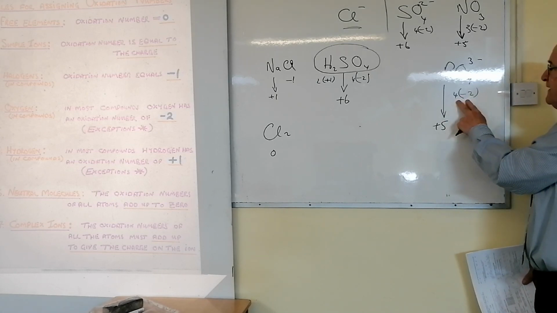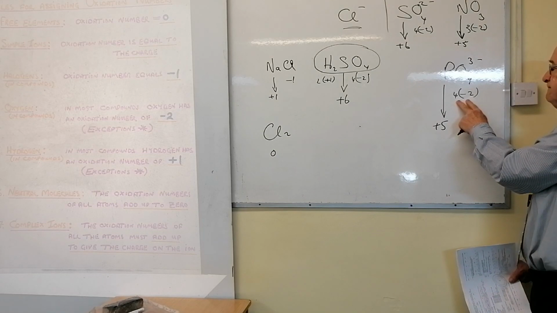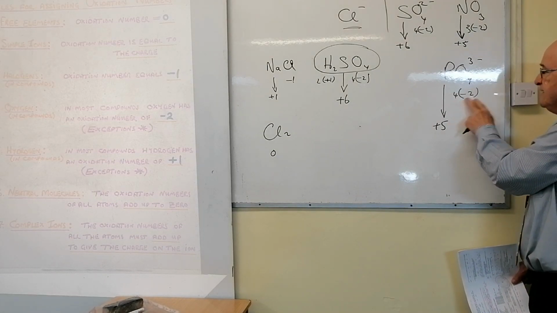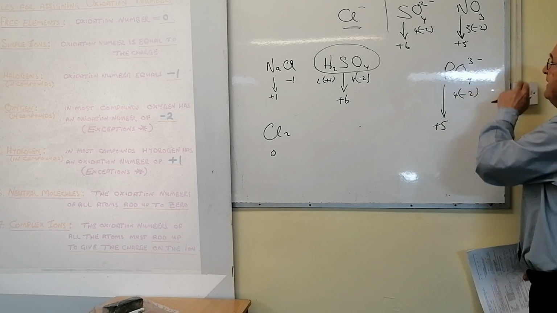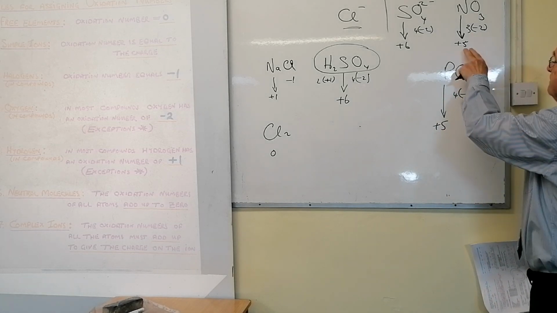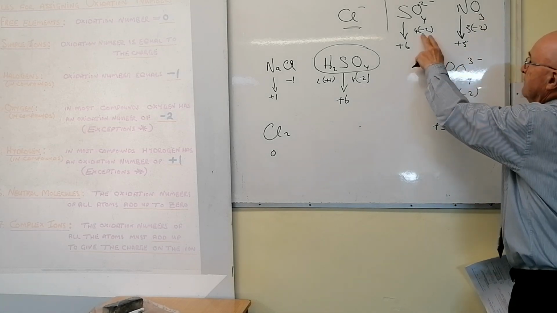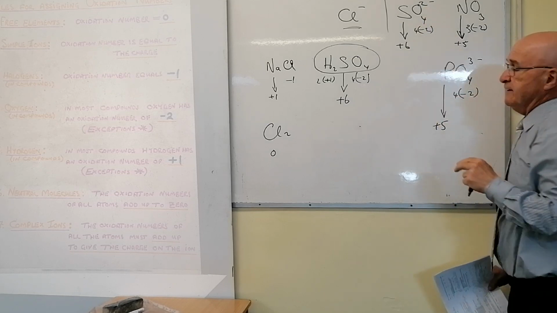We have a rule to say that oxygen is -2. That's -8. So that must be +5. -8 + 5 is -3. -6 + 5 is -1. -8 + 6 is -2.